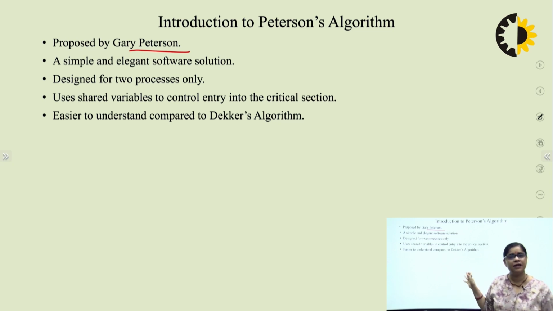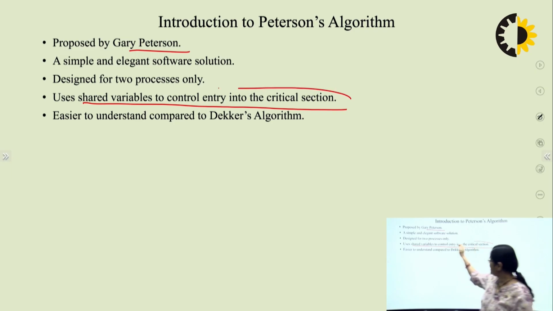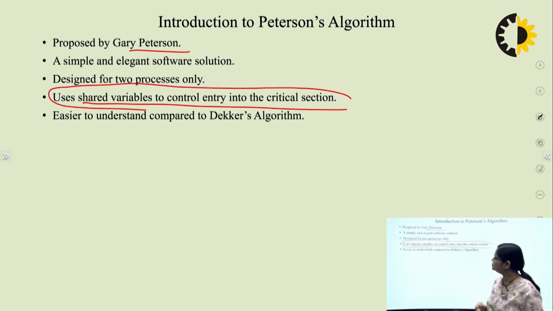This Peterson algorithm is a very simple and elegant software solution compared to the Dekker solution, and it was also designed for two processes. It uses shared variables to control the entry into the critical section. See, this line I have written here: uses shared variables to control entry into the critical section. It is a very common line whenever you are discussing any problem further in the operating system.